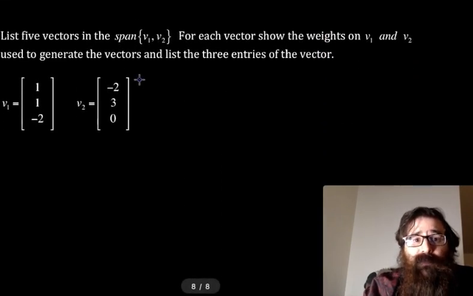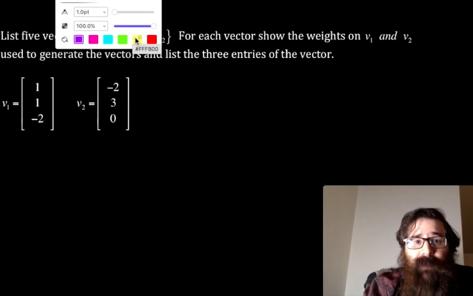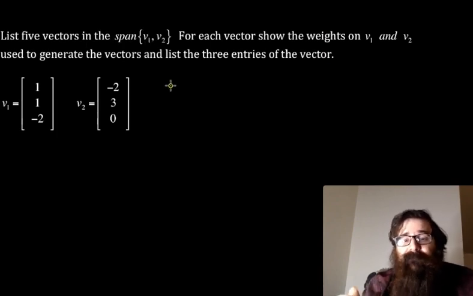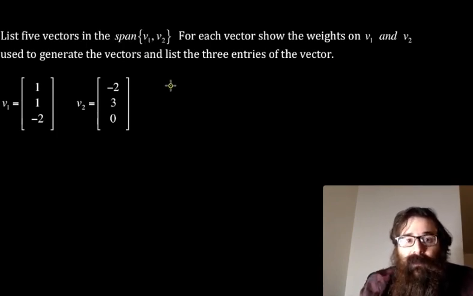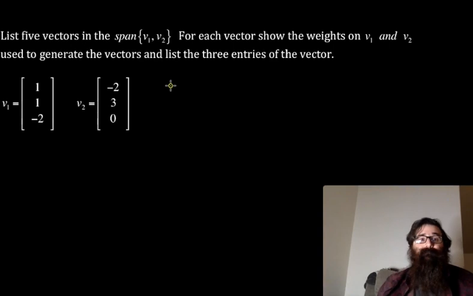Well, let's go ahead and see if we can explore this notion of span a bit further. I want to list 5 vectors that are in the span of v1 and v2. Remember, span of v1 and v2 means the set of all linear combinations of v1 and v2. I just want to find 5 of those. So that for each vector, I want to show the weights on v1 and v2 used to generate the vectors, and I want to also show what the vectors are.